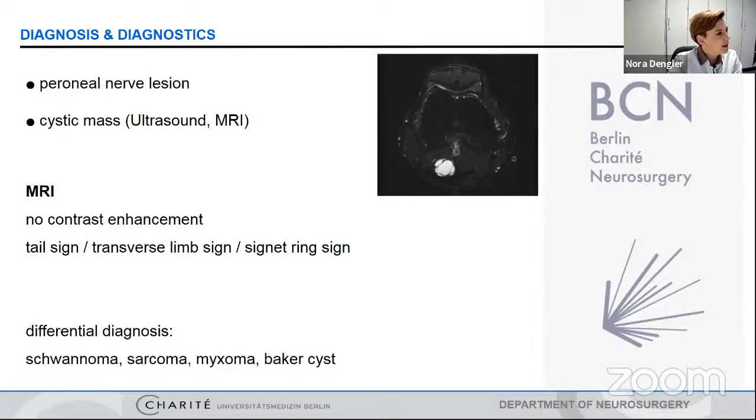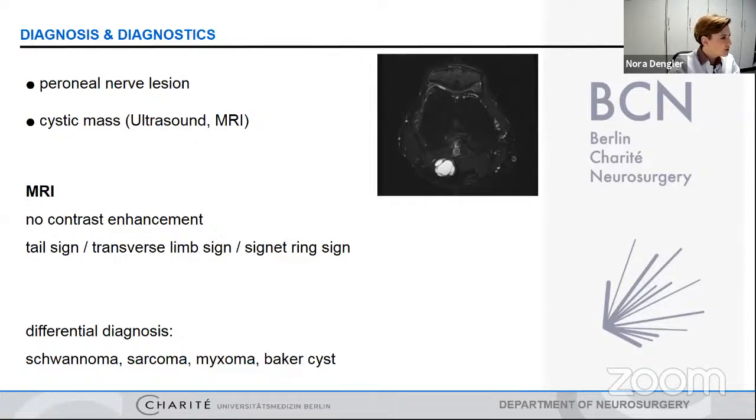electrophysiology, and you may have a cystic mass, which may occur in the ultrasound or the MRI, you should think about a ganglion cyst. And in the MRI, it is classic that you are not going to have any signs of contrast enhancement. And there are some nice signs, the tail sign, the transverse limb sign, and the signet ring sign. These are only a few that may help you to have the diagnosis ganglion cyst set up.